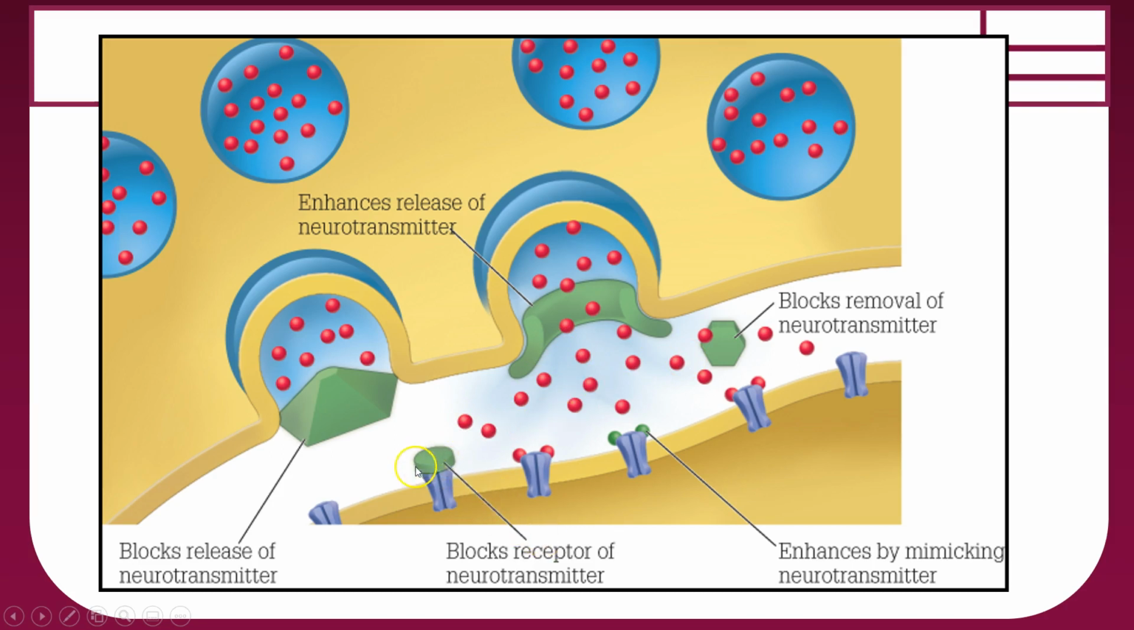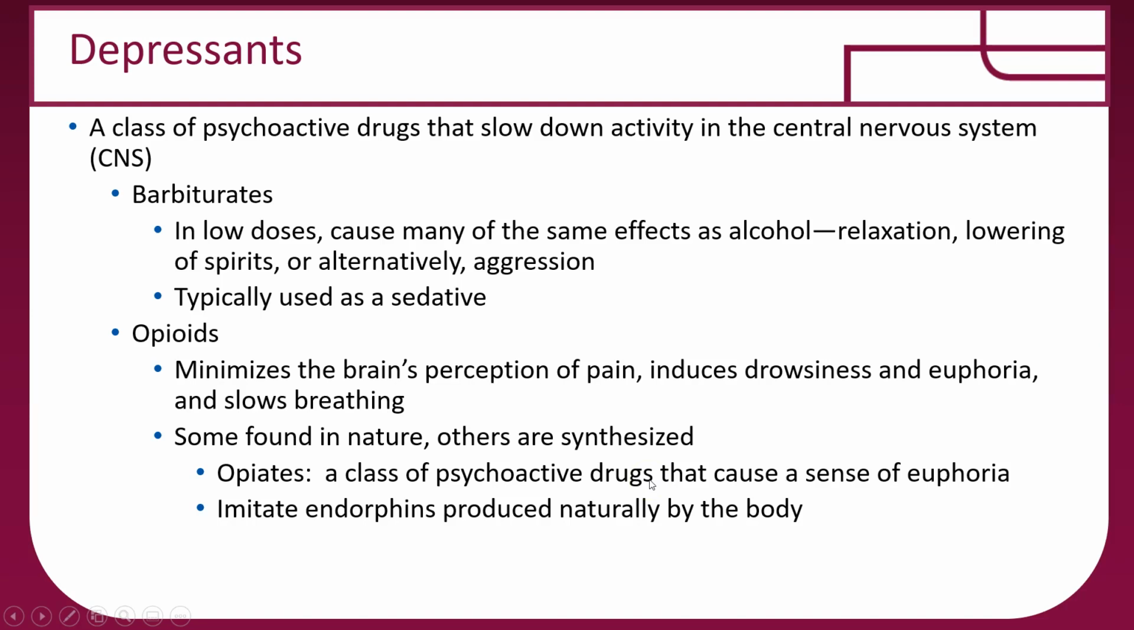Drugs could also block the receptors on the postsynaptic neuron, on the dendrites, so that neurotransmitters can't bind. Or it could enhance the neurotransmitter by actually mimicking the neurotransmitter. And so it ends up with an additive effect. But all drugs work somehow at the synapse.